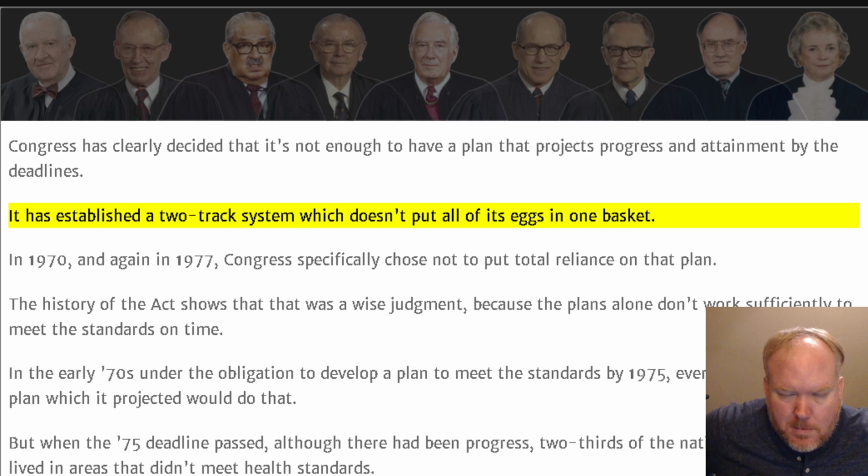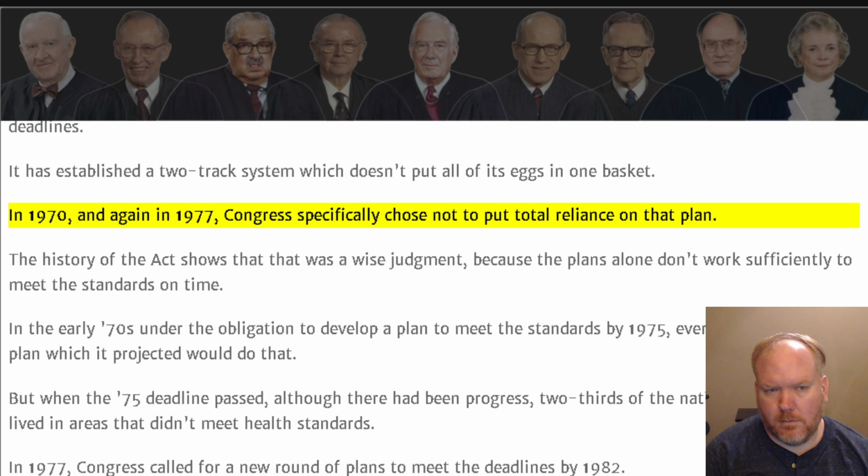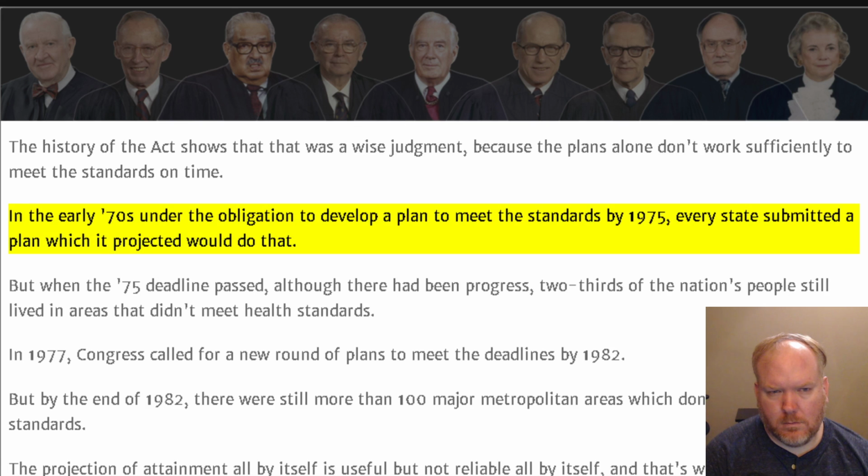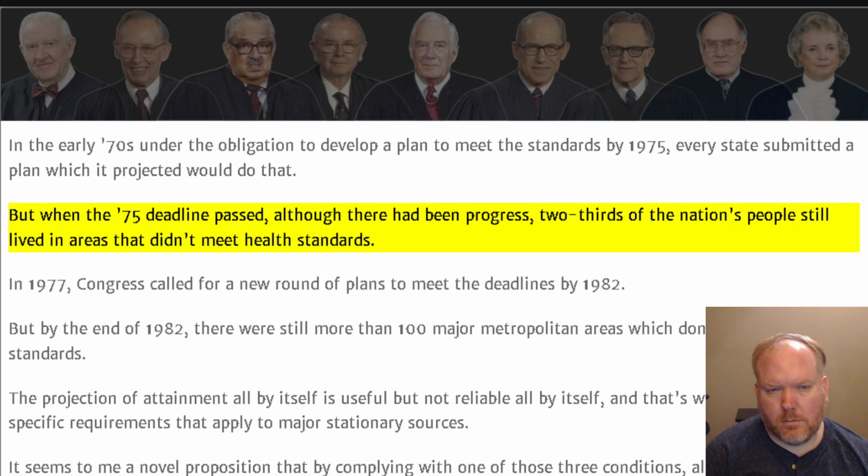It has established a two-track system which doesn't put all of its eggs in one basket. In 1970 and again in 1977, Congress specifically chose not to put total reliance on that plan. The history of the Act shows that that was a wise judgment because the plans alone don't work sufficiently to meet the standards on time. In the early 70s, under the obligation to develop a plan to meet the standards by 1975, every state submitted a plan which it projected would do that. But when the 1975 deadline passed, although there had been progress, two-thirds of the nation's people still lived in areas that didn't meet health standards.